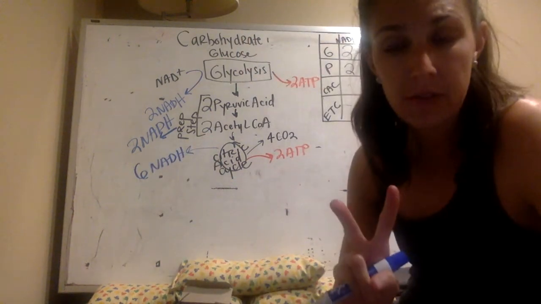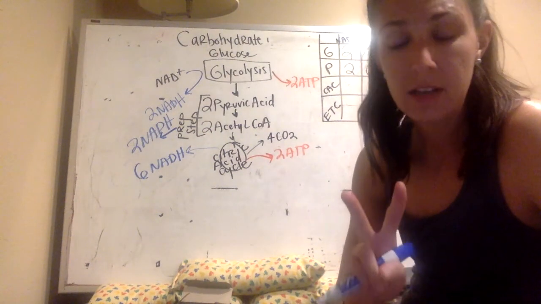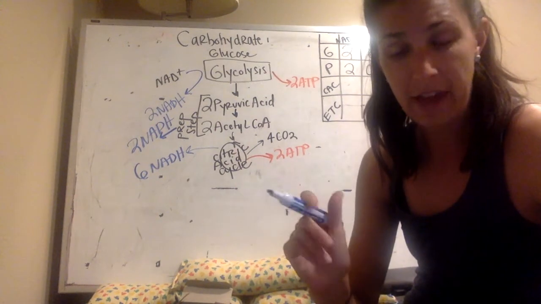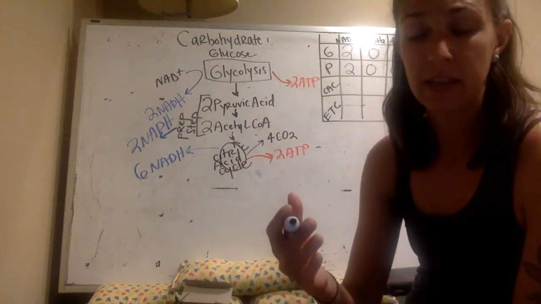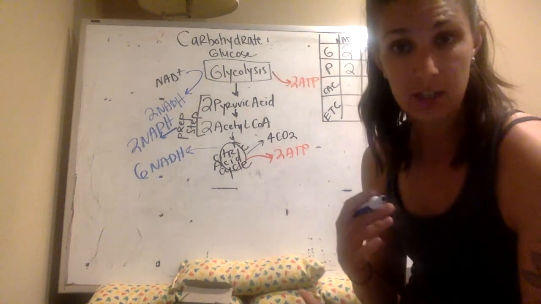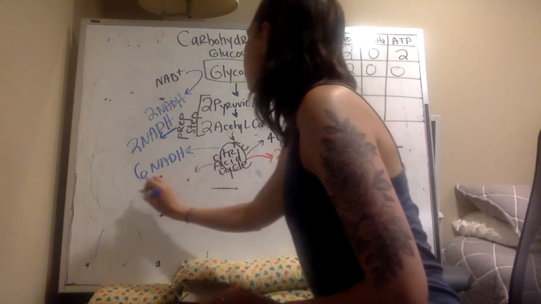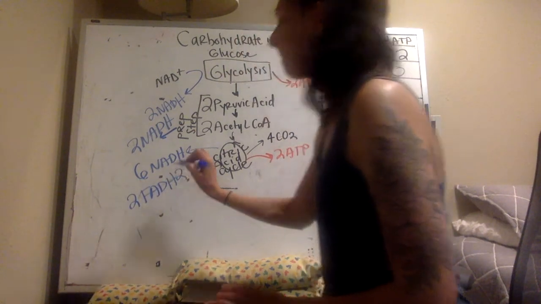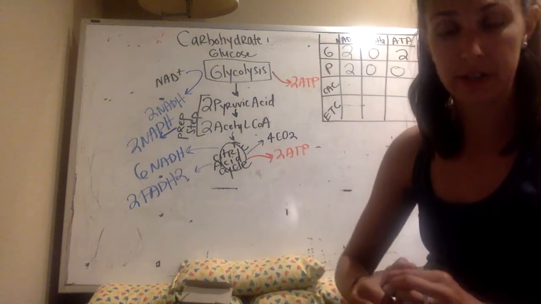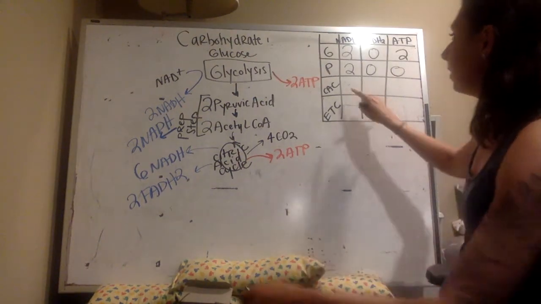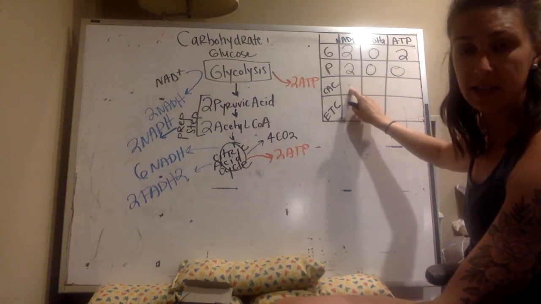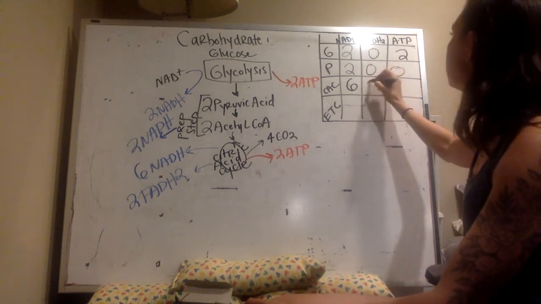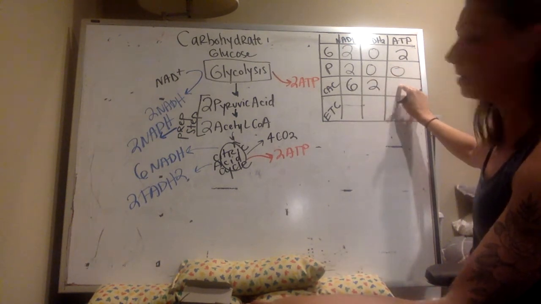And we get 2 of the FADH2 molecules. And again, those are electron carrier molecules. It starts as a molecule of FAD, and then it's reduced to become FADH2. All right, so let's fill in our chart. In the citric acid cycle, we had 6 NADH, 2 FADH2, and 2 more ATP.